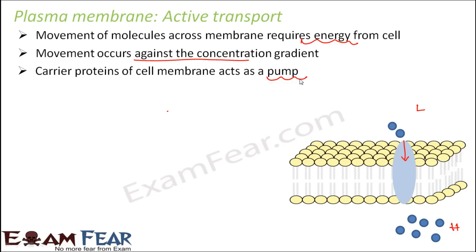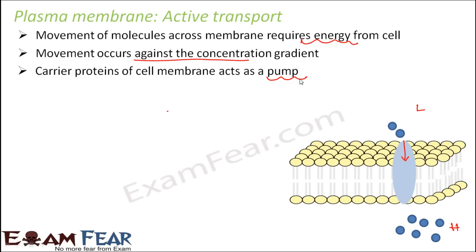This energy is in the form of ATP molecules. So from where do we get these ATP molecules inside the cell? From where does the cell get energy? The cell produces energy by the process of cellular respiration. Cellular respiration takes place inside each and every cell. During cellular respiration, energy is produced in the form of ATP molecules. And these ATP molecules provide the energy required for active transport.